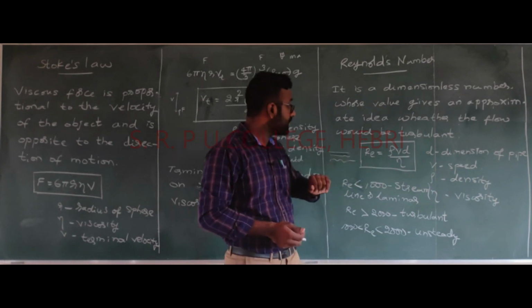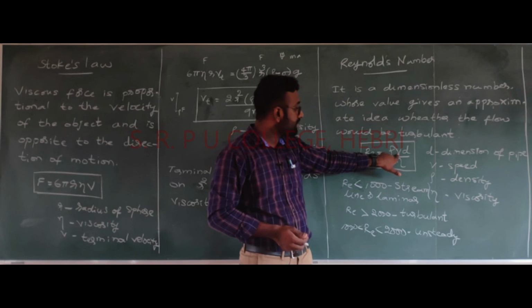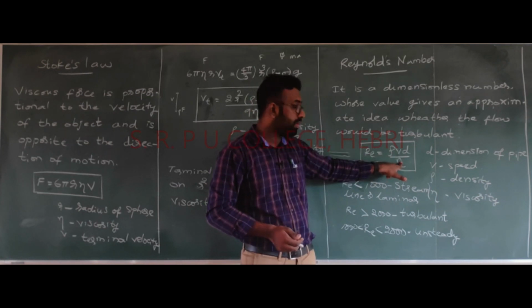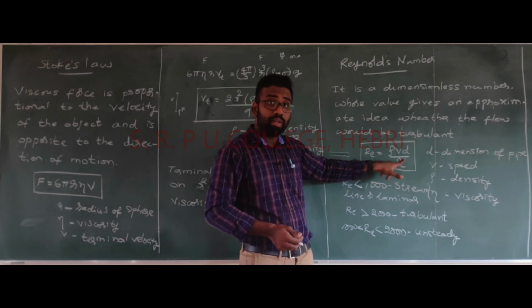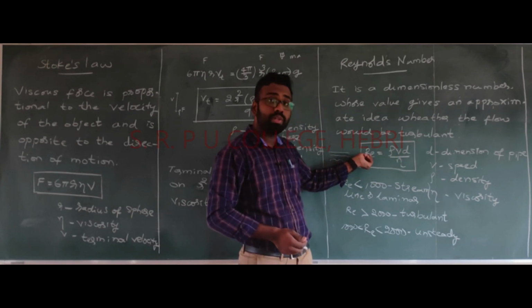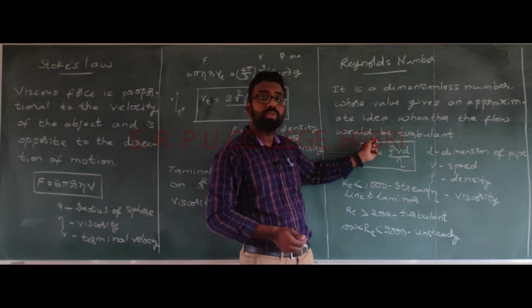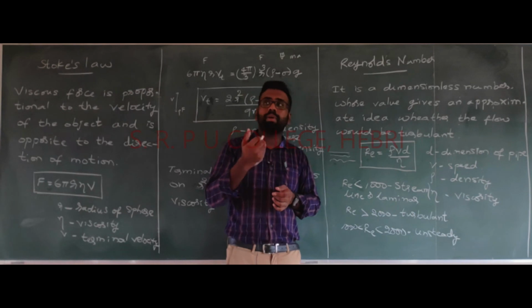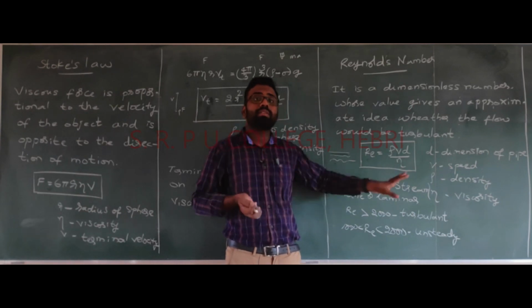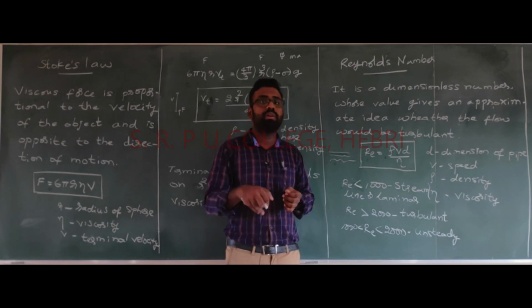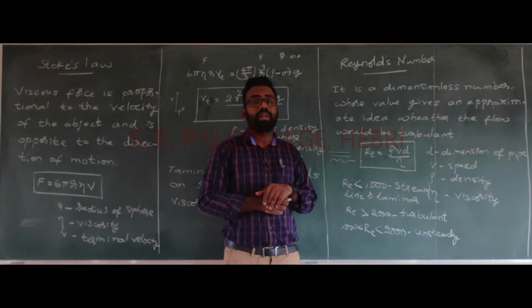So on which factor does it depend? You can see here, consider velocity. If you consider a particular liquid, if the velocity changes, what happens? This value is going to increase or it is going to decrease. Do you understand? It depends on velocity. If the velocity is higher, then obviously the flow will be turbulent. If the velocity is lower, then the flow will be streamlined. Okay.